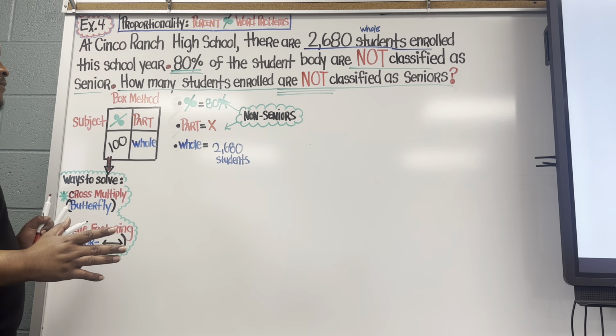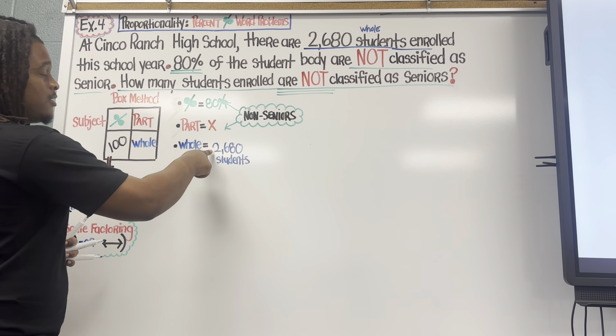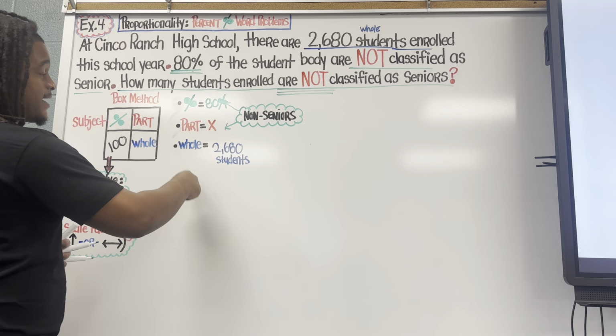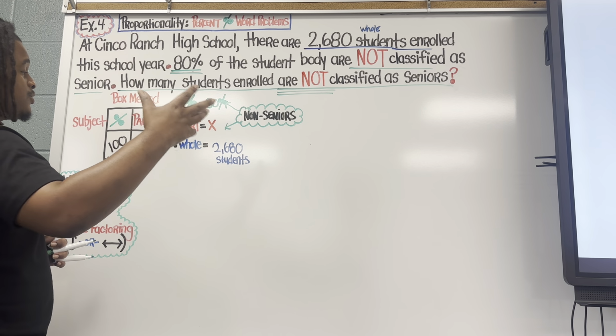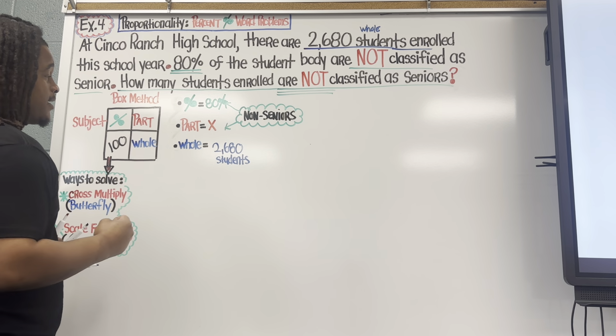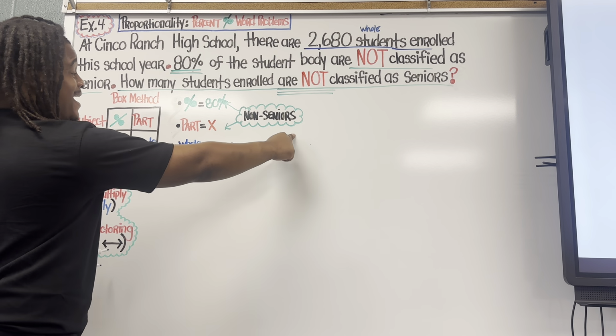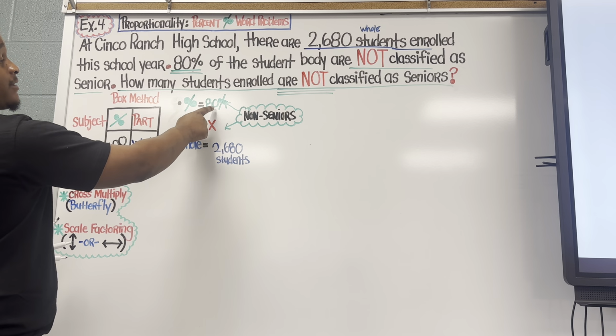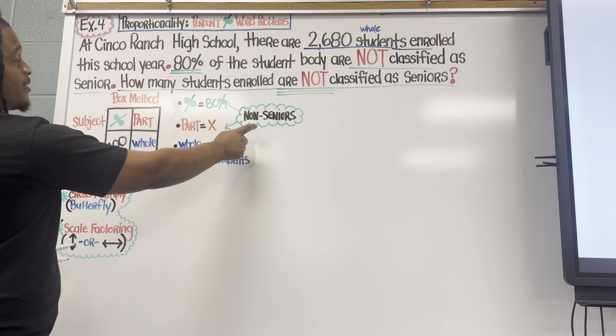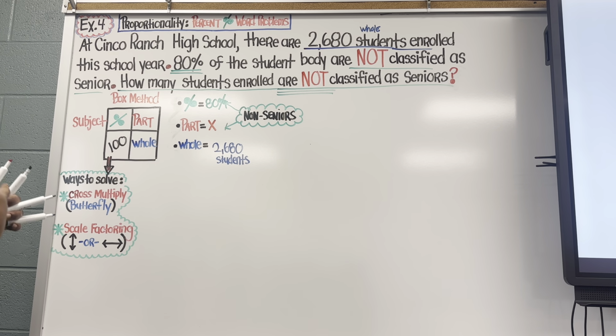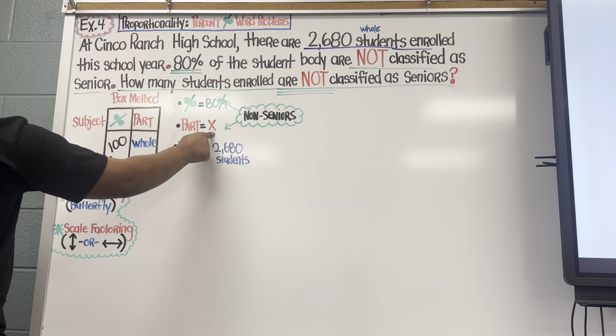So we're good. We have the total number of students, 2,680 students. That's freshmen, sophomores, seniors, and juniors all put together, right? We have the part. We're trying to find out how many students are not seniors. We don't know that yet, but we have the percentage of the students that are not seniors, okay? So let's go ahead and solve, guys. We're solving for the part, which is X.